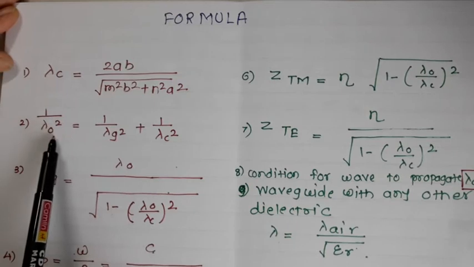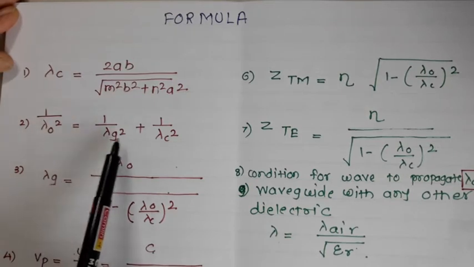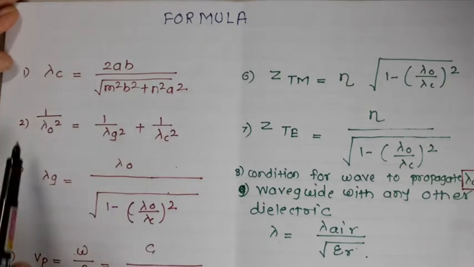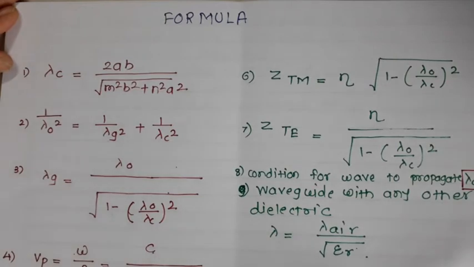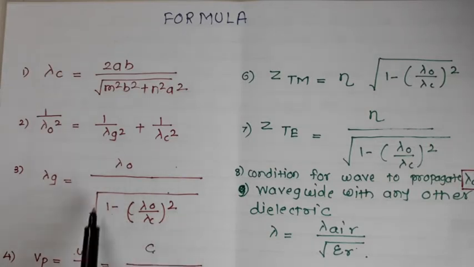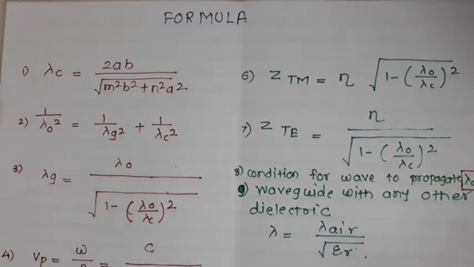1 upon lambda 0 square is equal to 1 upon lambda g square plus 1 upon lambda c square. If you want to calculate lambda g, you can use either this formula or the other formula, which is lambda 0 divided by the square root of 1 minus (lambda 0 by lambda c) whole square. Then phase velocity.